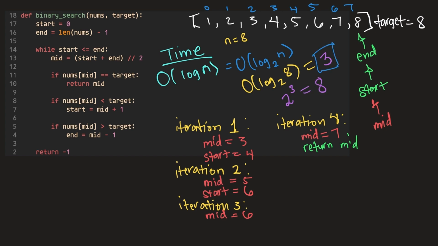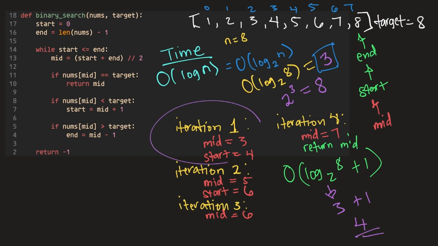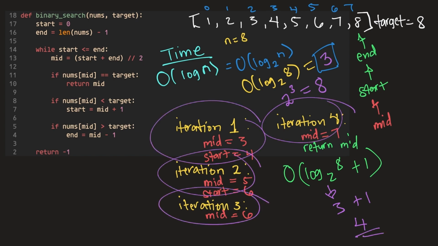And what this 3 means is, for an input size of 8, or when n is equal to 8, this function is going to need to do O log base 2 of 8 work, which is 3, which is reflected here. This while loop does 1, 2, 3, 4 iterations. So in actuality, the time complexity of this function here is O log base 2 of 8 plus 1, because log base 2 of 8 is 3, plus 1 equals 4, which is the number of iterations that we had to do in this function.